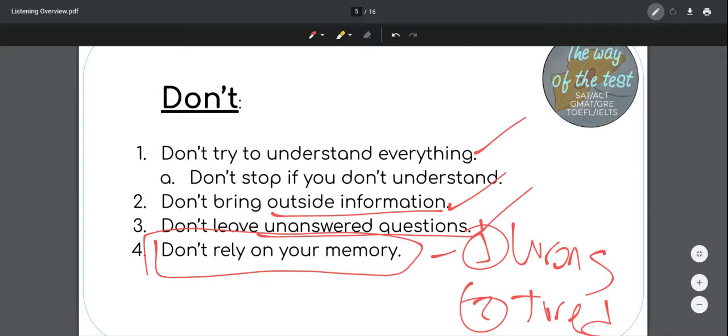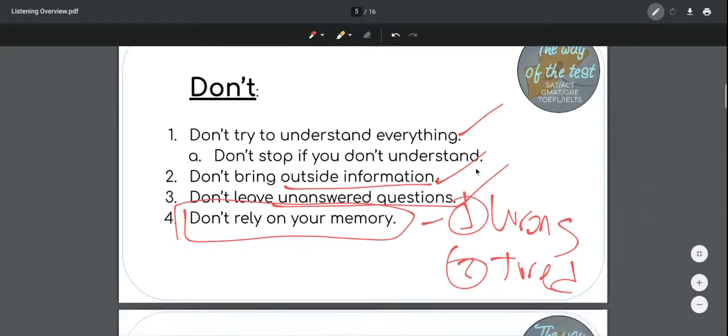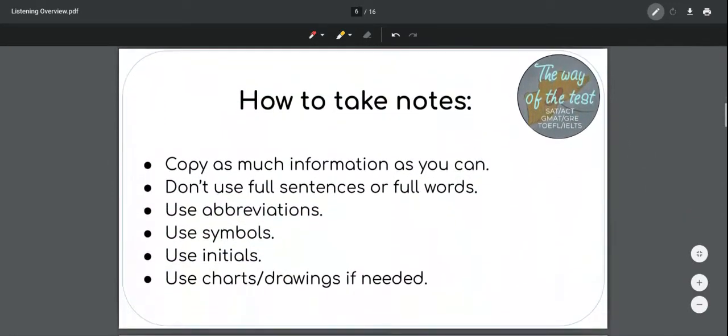This is a 4-section exam and the listening section is the second section. So if you force your brain to have all this information in it for the whole exam, you will reach the end of the exam really tired. So even if you can, don't do it. And most of us really can't. So we do not rely on our memory, we rely on our notes. Now, to the most important thing: how to take notes.